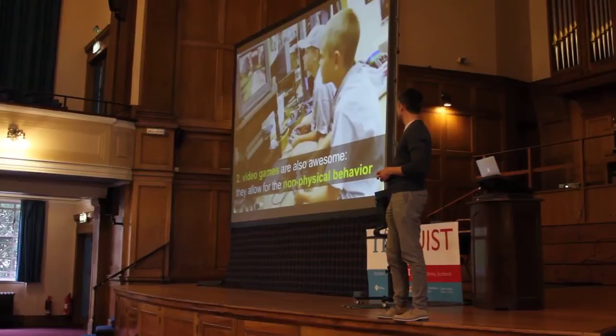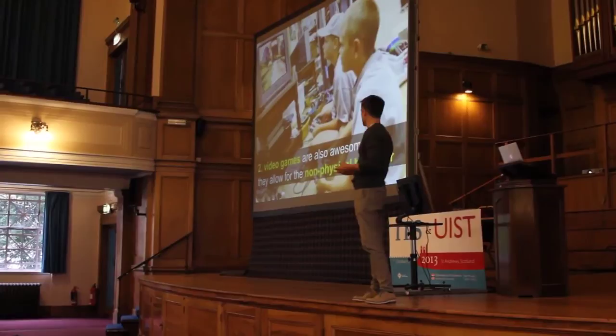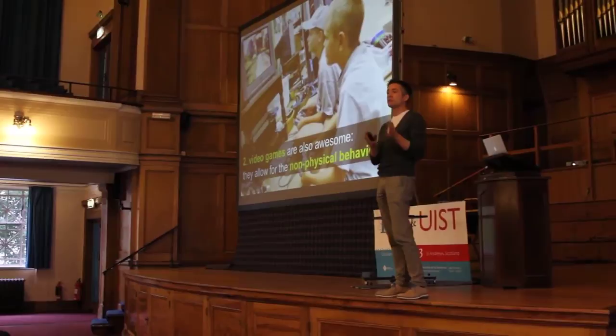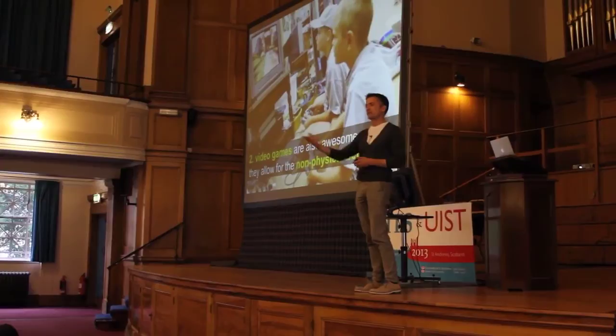Now what kids do instead is they play video games, which are also awesome. And one of the things that make video games attractive is the fact that we can do things we can't do in reality. We have non-physical behavior. It's very, very exciting. And as a result, we have a lot of variety. While there are hundreds of sports, we have hundreds of thousands of video games. Now, the downside is that when we say playing video games together today, it means we're not playing with each other, we're together in the same room looking at the same screen.